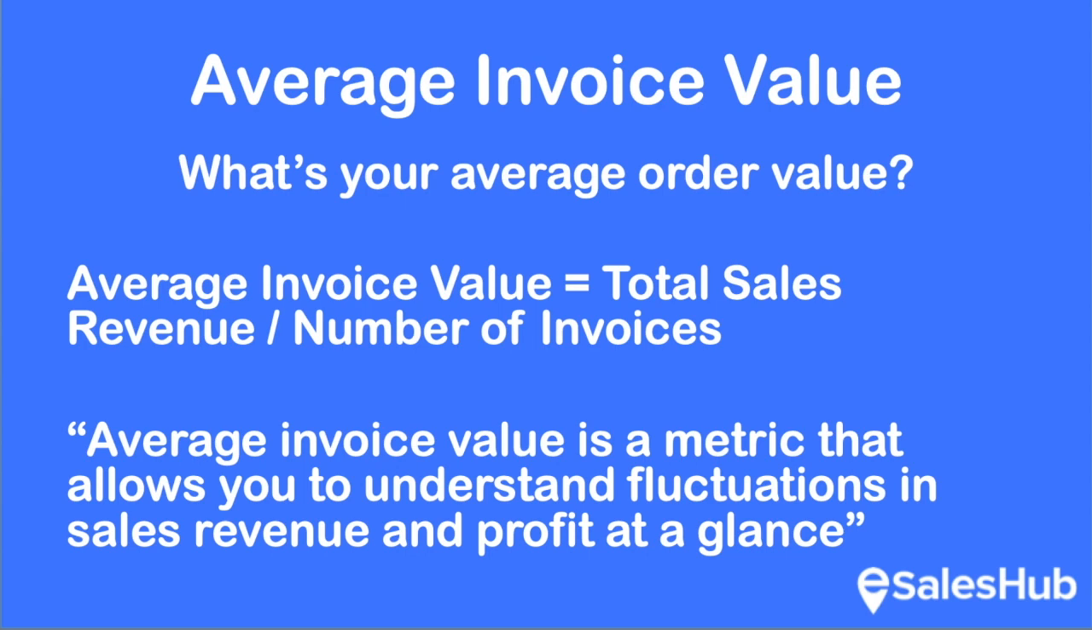So basically what you're doing is you're taking your total sales revenue and you're dividing it by the number of invoices. So let's say you've taken £1,000 from the sales activity that you've done from this specific channel, maybe it's an advert in the Times, and you've generated 10 sales. That means you've got an average order value of £100.